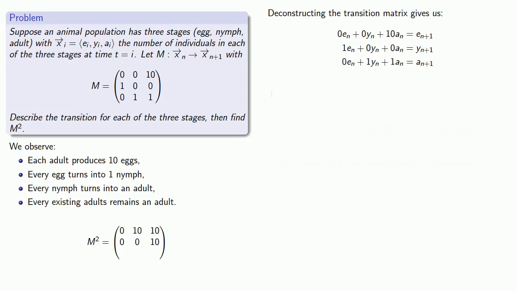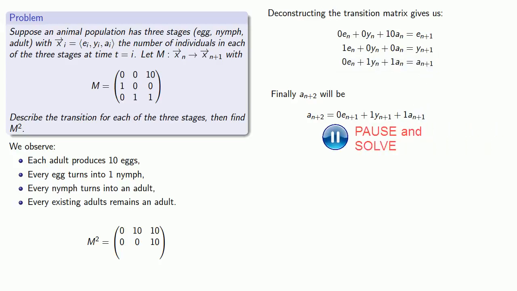And finally, the number of adults at time n plus 2 is going to be equal to the number of nymphs and adults at time n plus 1. And we know the formulas for each of these. So after all the dust settles, we'll have our formula for the number of adults at time n plus 2 in terms of the number of eggs, nymphs, and adults at time n.